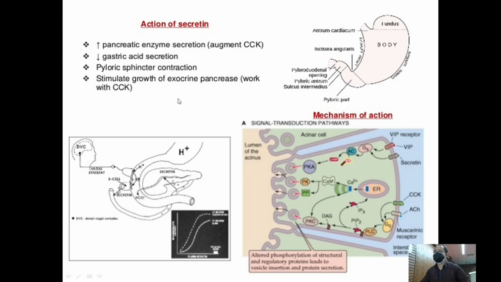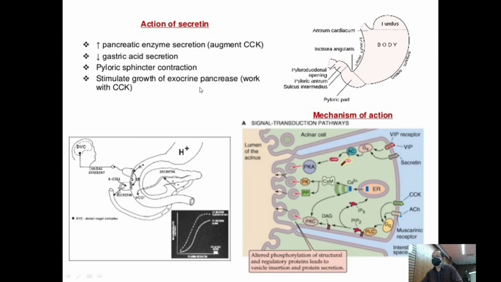Okay, so what is the action of secretin? Now we know it increases pancreatic enzyme secretion by augmenting the function of CCK. At the same time, it helps in the secretion of a fluid which is rich in bicarbonate, an alkaline secretion. Number 2, it can decrease gastric acid secretion and gastric motility as well, and pyloric sphincter contraction also is a function of secretin. As you know, CCK and secretin therefore control the overall function of gastric emptying. That means the contents from the stomach will be prevented from flowing into the duodenum. That is to put it in a simple statement.